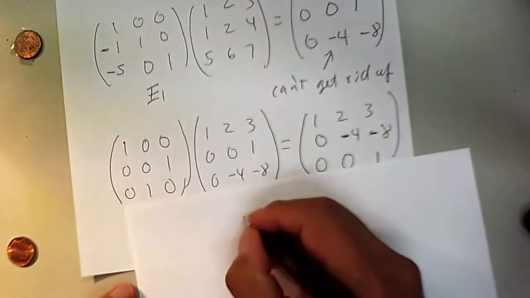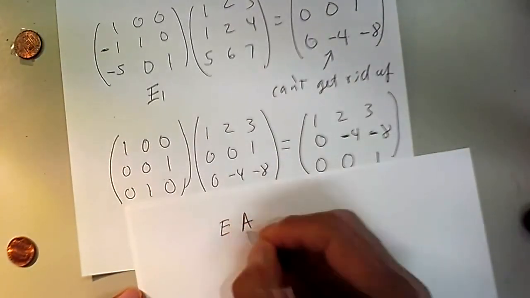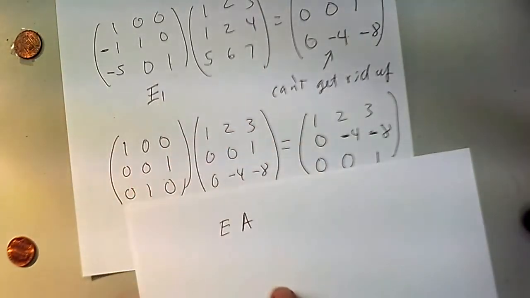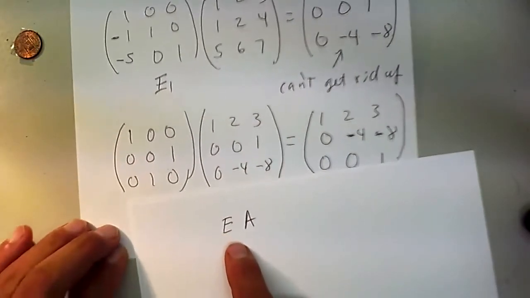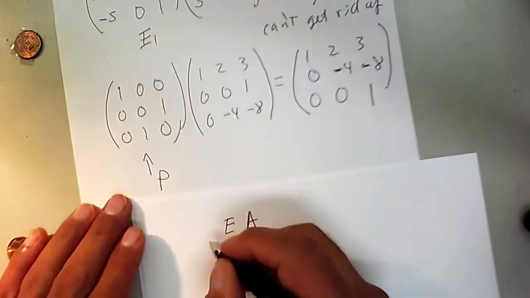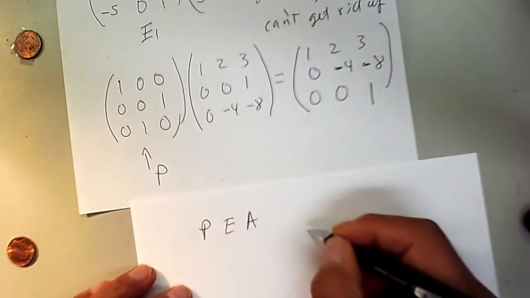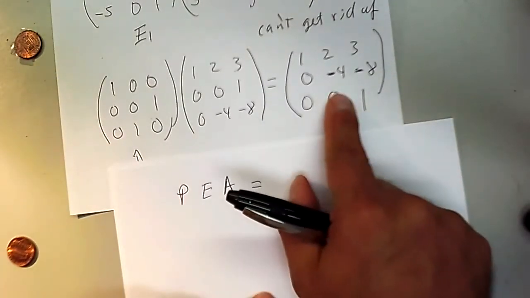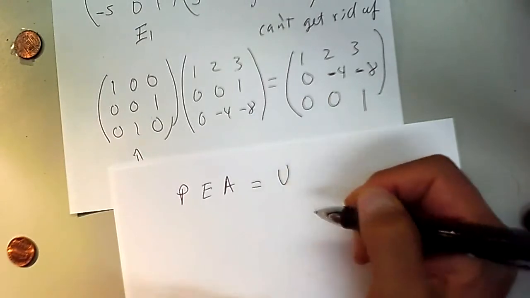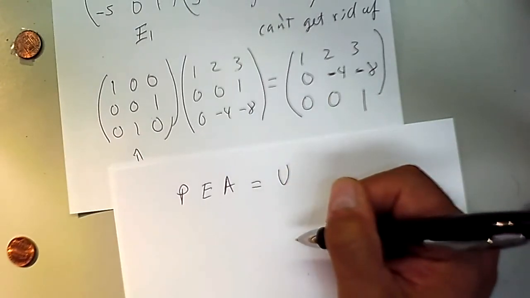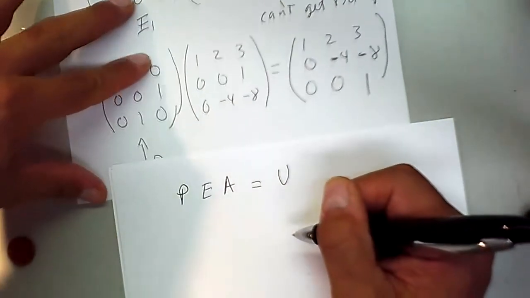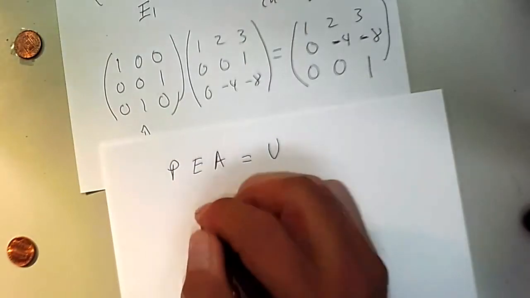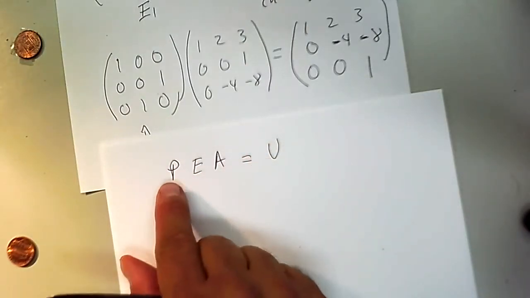So what has happened thus far is that we started out with A, the matrix A. We applied E. There's no need to put E1, I suppose, because there's only one E. Then we put the permutation matrix, and that gave us an upper triangular matrix. So now we need to multiply on both sides by the inverse of P.